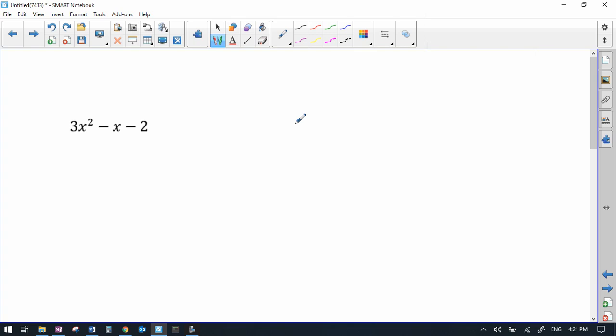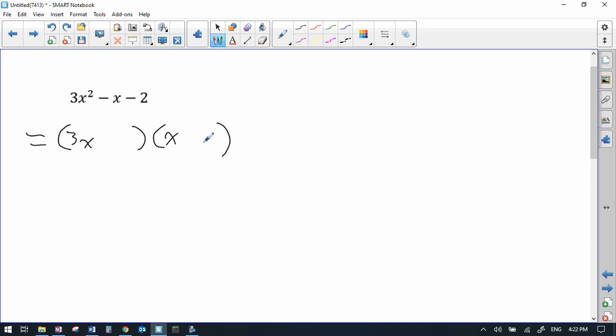Okay, here we have 3x squared, take away x minus 2. And this one I'm going to do a little differently, because this time I actually am going to try to do it just by guessing and checking. So I start by looking at it and say, is there anything I know for sure? Well, the first two numbers have to multiply to 3x squared. So I do know that it's got to be a 3x and an x. And I can be really confident about that.